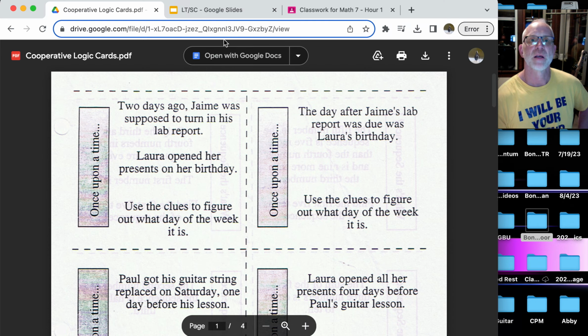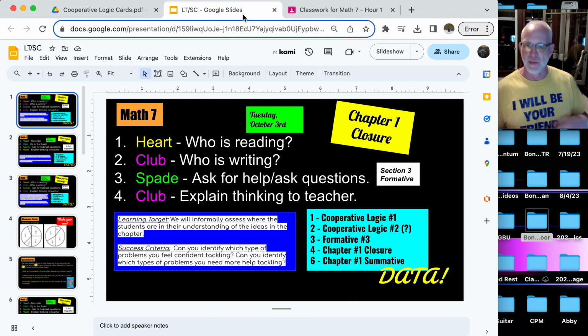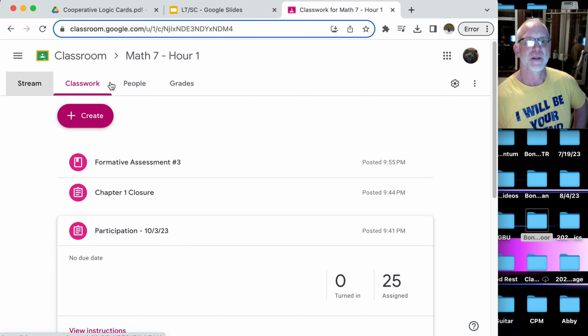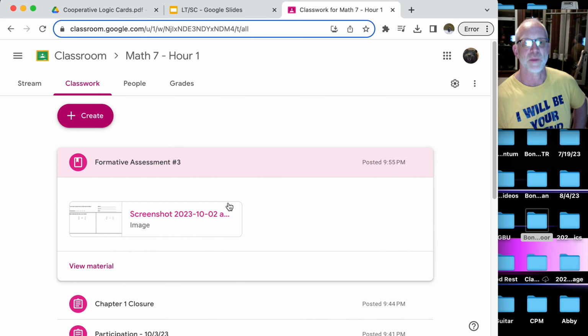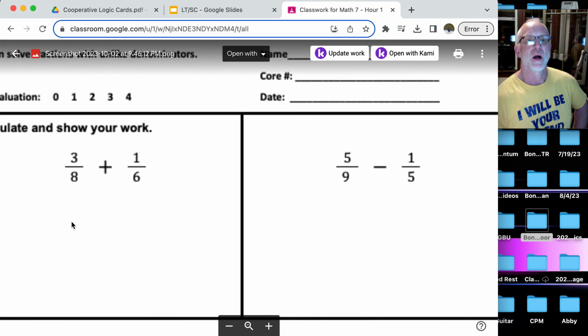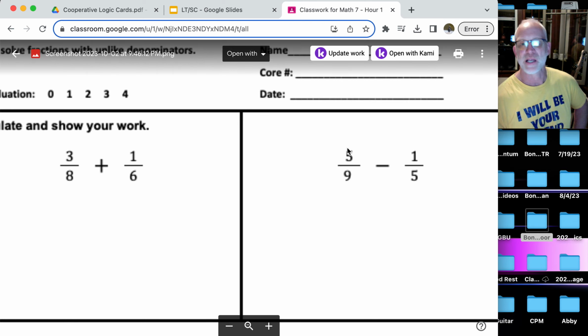Okay. So after we did some logic problems and did some warming up, we had our formative number 3. And the formative number 3 I put as a material on your classwork page. So here's formative assessment number 3. And it says calculate and show your work. What is 3/8 plus 1/6? And what is 5/9 minus 1/5?